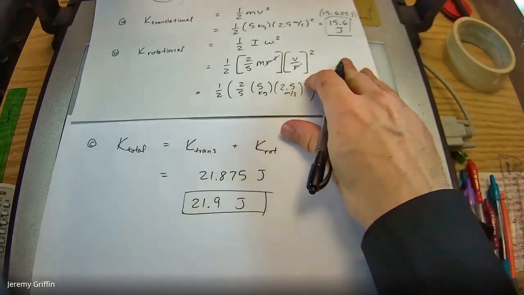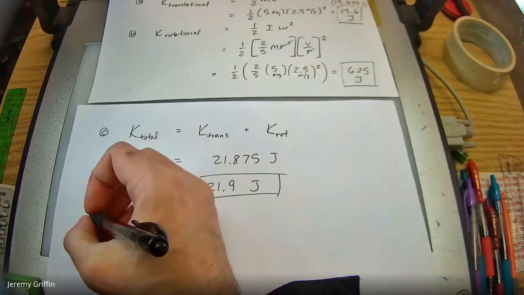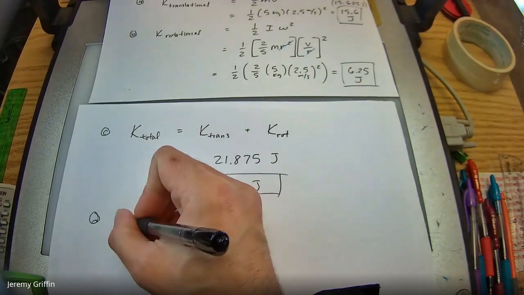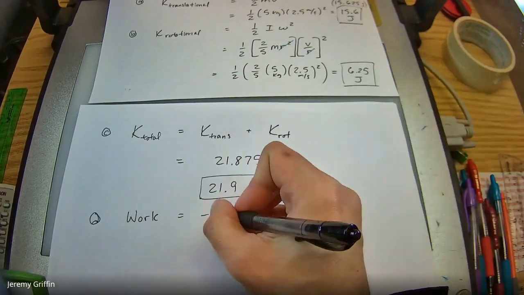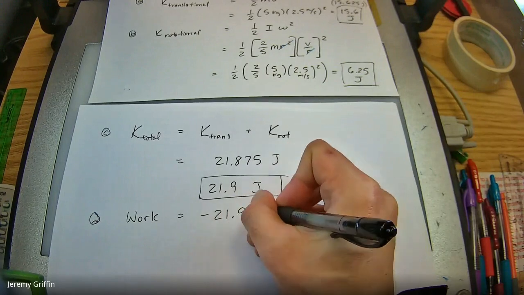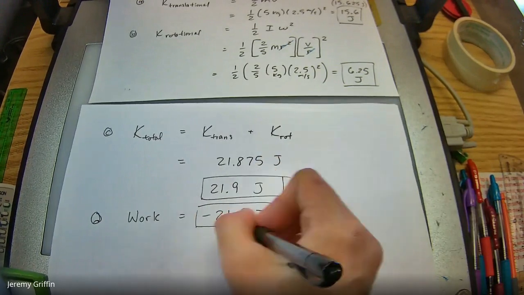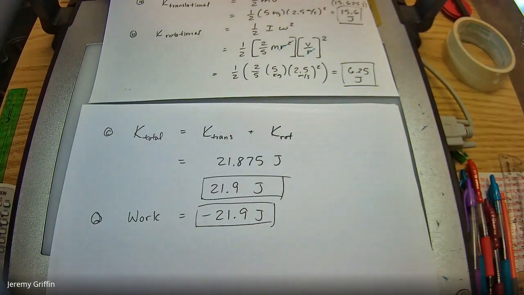Total mechanical energy. Right. Part D says how much work would you have to apply to bring it to a stop? Wouldn't it just be negative that? So if you push on it in the opposite direction of its motion, it takes that much energy to bring it to a stop. Is that right?